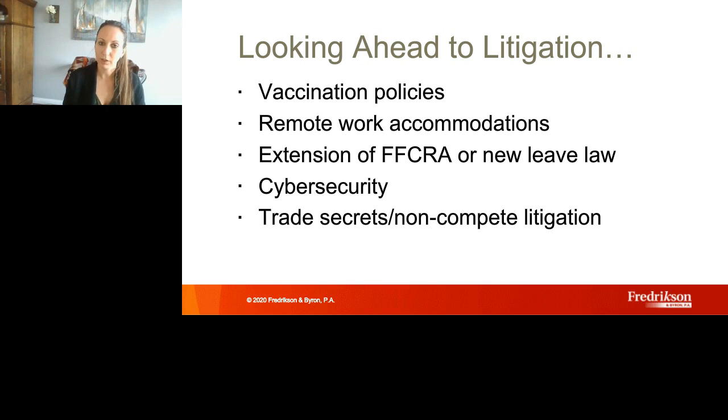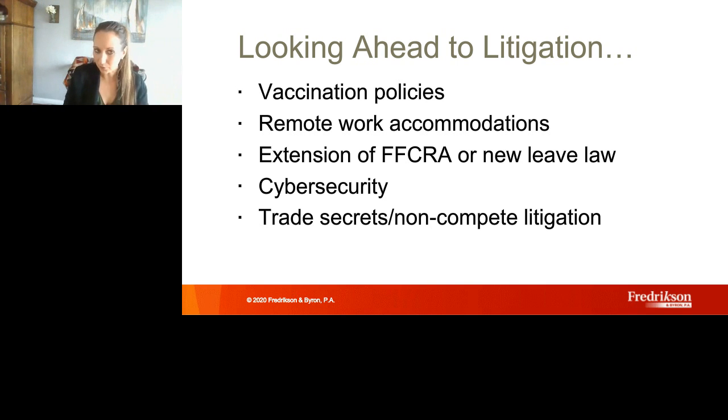We're also predicting that there will be litigation regarding the FFCRA. The Families First Act expires at the end of December, so a month and a half from now. And I think Congress has been a little busy or distracted with other items because they have not yet picked up what is going to happen with the FFCRA. So right now we have a situation where Families First leave is ending at the end of December.